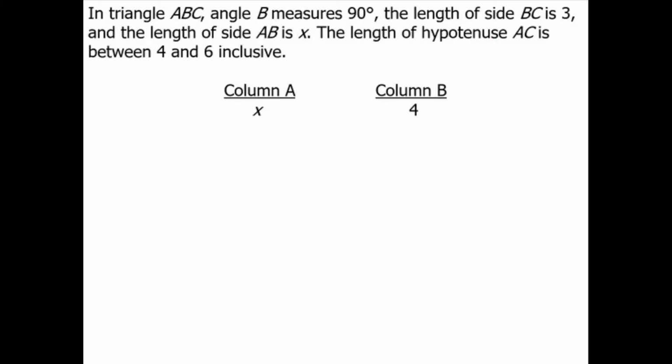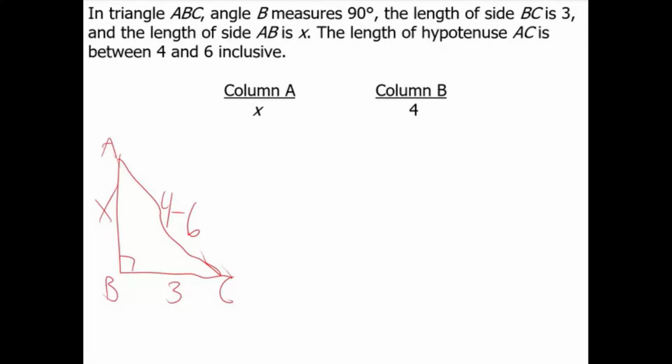So in this geometry QC problem, we've got a triangle. The angle B of this triangle measures 90 degrees. So let's draw a right triangle right here, with a little dip, I guess, in it. And angle B is 90 degrees. The length of side BC is 3. And the length of side AB is x. And the length of hypotenuse AC is between 4 and 6 inclusive. So that could include the numbers 4 and 6 as well. And we're trying to figure out the relationship between x and 4 right here.